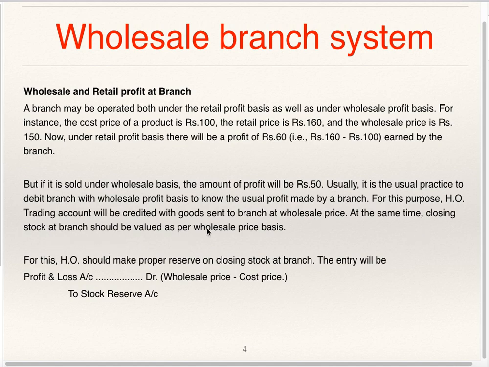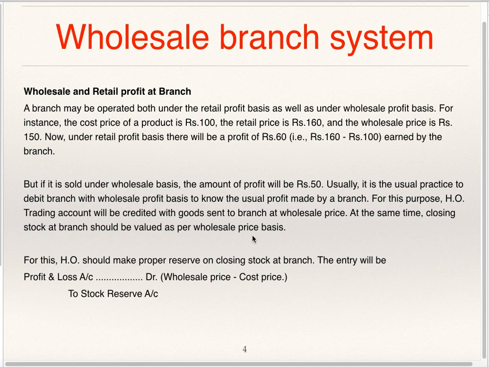Closing stock at branch should be valued at wholesale price. Now stock is to be valued at cost or net realizable value, whichever is low. So for correct calculation of profit, loading, that is unrealized profit on stock, is to be removed. If stock is valued not at cost but above cost, that is at wholesale price, loading is to be removed. This loading is recorded in profit and loss account.